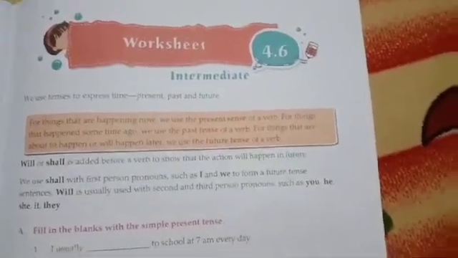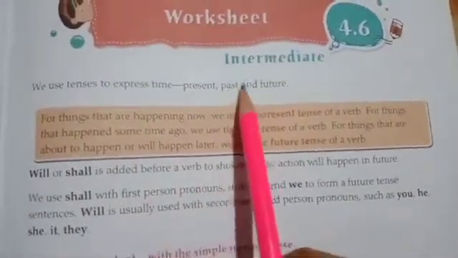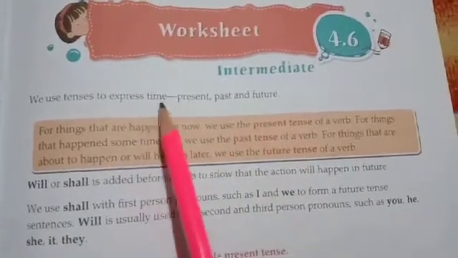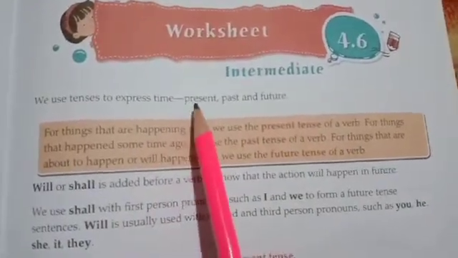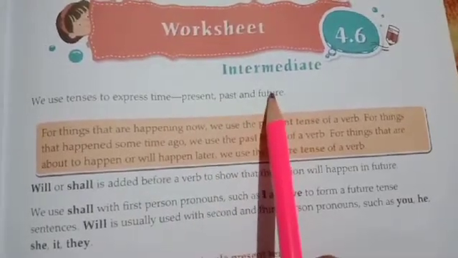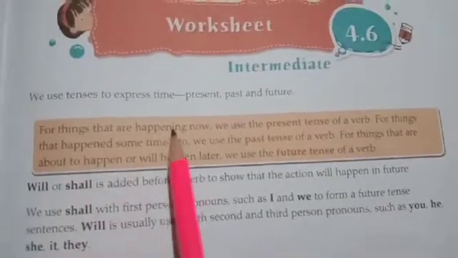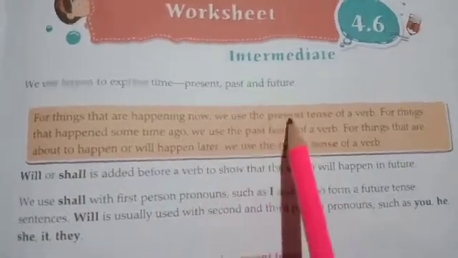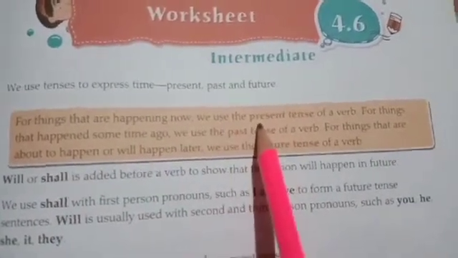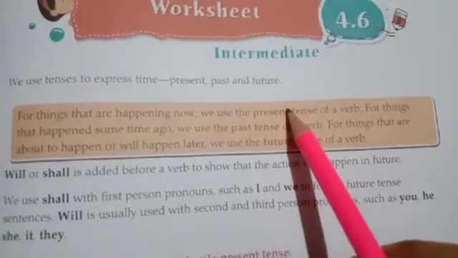Now, today in this worksheet, we will be discussing the tenses: present, past and future. You all know there are three tenses, that is present tense, past tense and future tense. Now see what is written here. For things that are happening now, we use the present tense, right? If you want to show things that are happening now, you have to use the present tense.